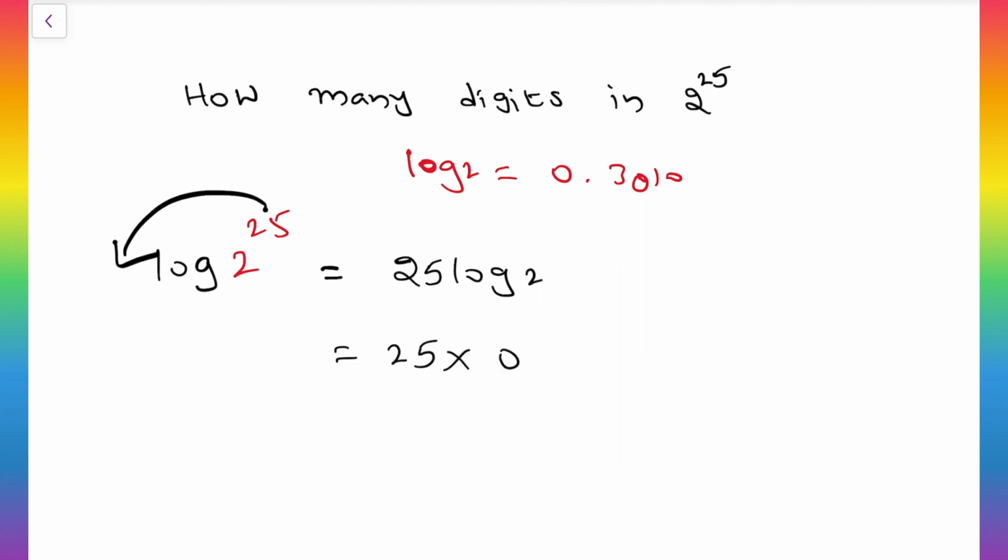25 into the log 2 value, which is 0.3010, so that is 7.525. Now after finding this value, don't forget to take the number which is before the decimal, that is 7, and add 1 for that. 7 plus 1, 8. So in the expansion of 2 power 25, a total of 8 digits will be there.